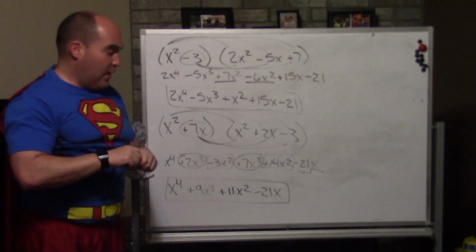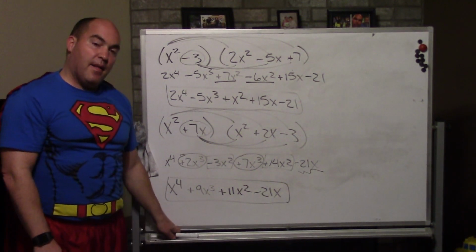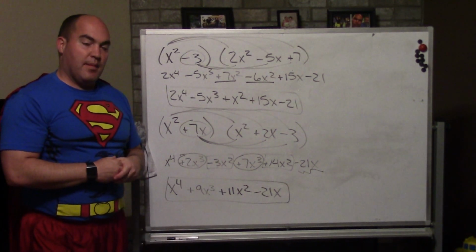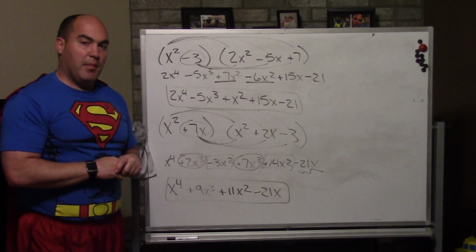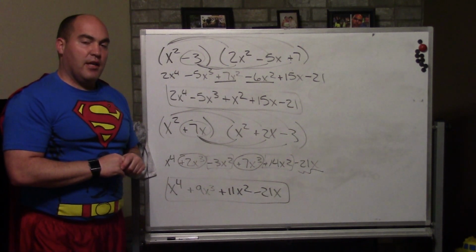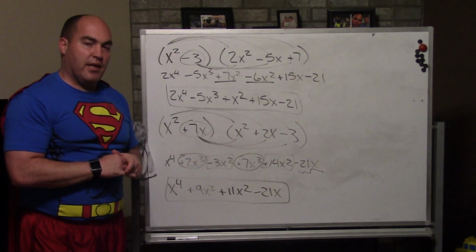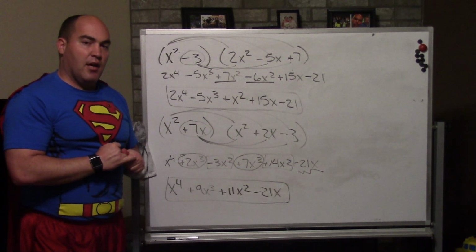So there you go. That's how you're going to multiply a binomial times a trinomial. Hopefully you'll understand it all. Remember, if you don't understand, you can jump on the Google Hangouts and ask some questions.